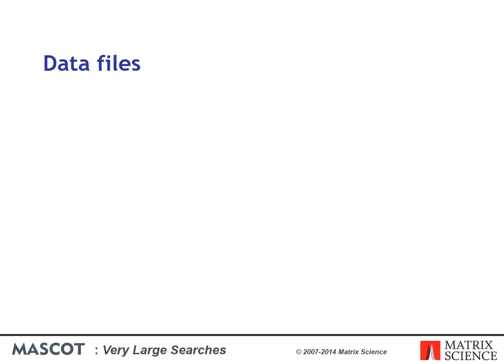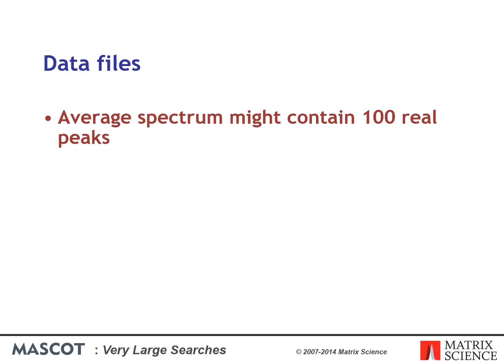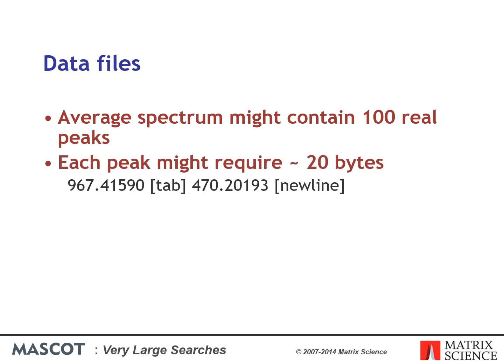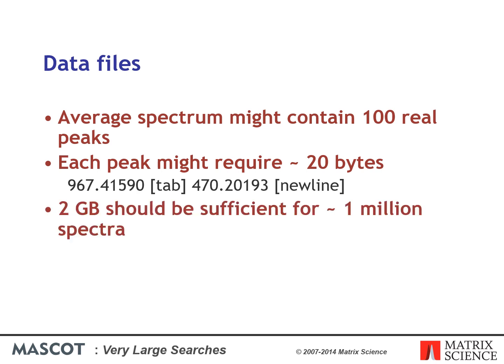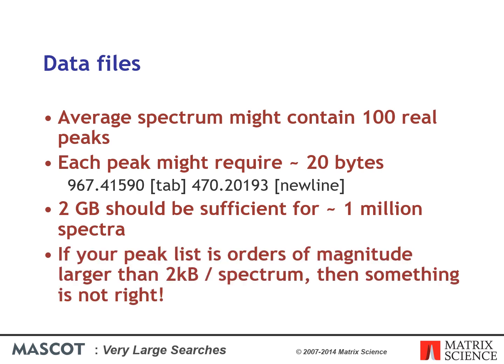In talking to Mascot users, it is clear that peaklist files are often much bigger than they should be. In other words, the peak detection is not very good. If you do a back-of-the-envelope calculation, you can see that 2 GB should be enough for approximately 1 million spectra. If you do intend to do a lot of large searches, it is worth getting the peak detection right. Shipping unnecessarily large files around wastes both time and disk space.